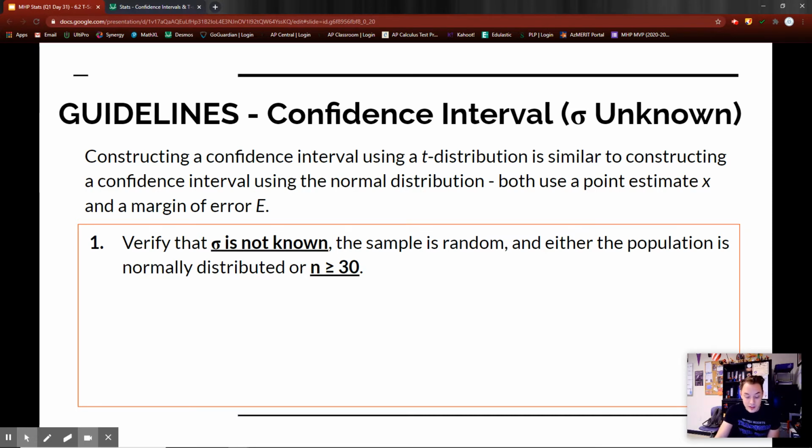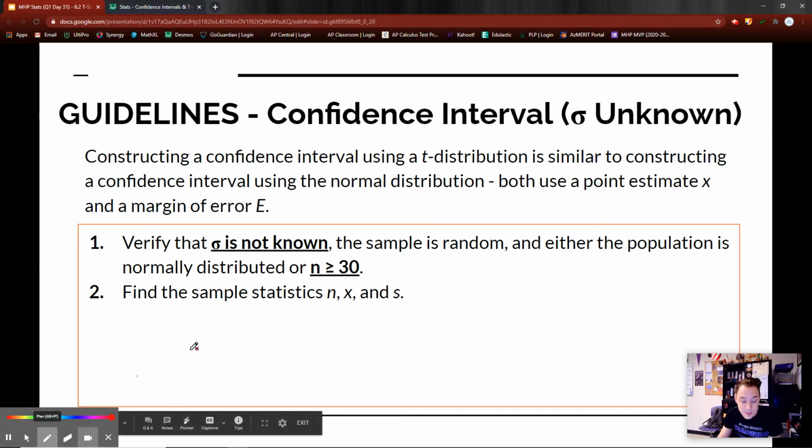Okay, that's the very first thing. Do you actually know if the standard deviation is there? Just like the guidelines before, we needed to know that the standard deviation of the population was there. In this case, for t-scores and t-distributions, in order to construct a confidence interval, I need to verify that the standard deviation of the population is not known, that the sample is also random, and either the population is normally distributed or n is greater than 30, of course.